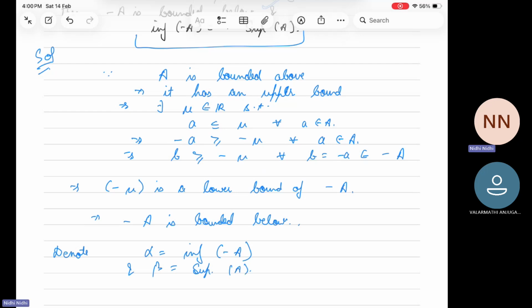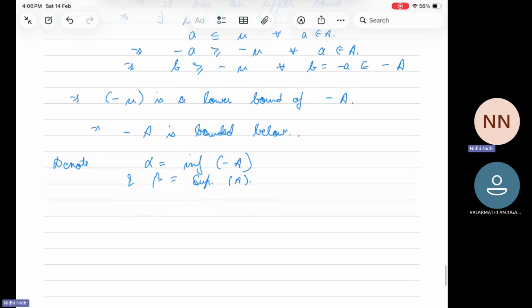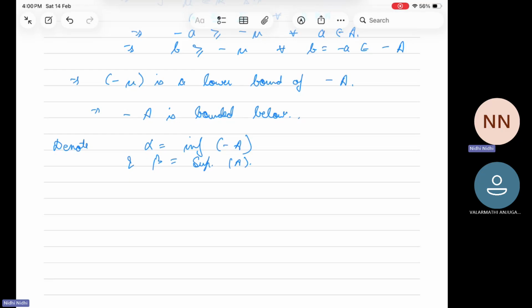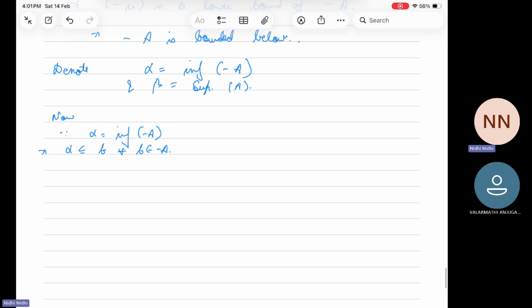Okay. So now, since alpha is the infimum of minus A, that means alpha is less than or equal to B for every B in minus A. Now, since every element in minus A is of the form minus a, that means alpha is less than or equal to minus a for every a in A, which implies minus alpha is greater than or equal to a for every a in A. Now, this gives us that minus alpha is an upper bound of A, because obviously this is greater than or equal to every element in capital A.